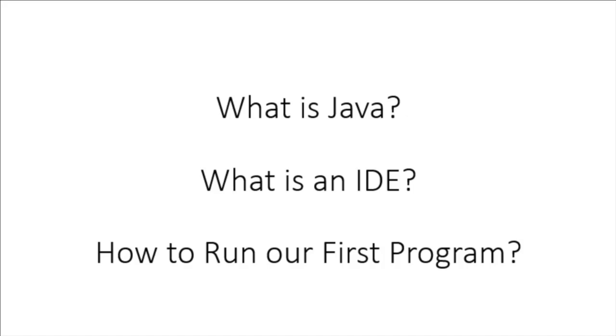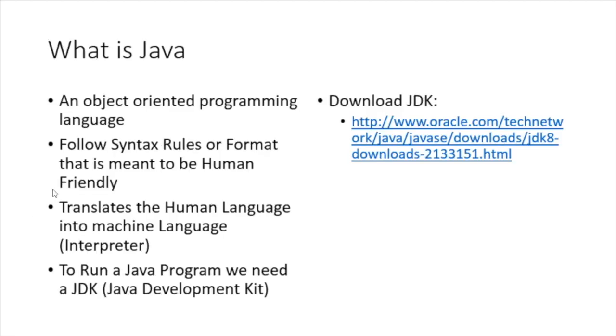What's Java, what's an IDE, and how to run our first program. What's Java? Java is an object-oriented programming language. It follows a certain set of syntax rules or format that is meant to be human-friendly or human-readable. It is then translated from human language into a machine language through an interpreter.